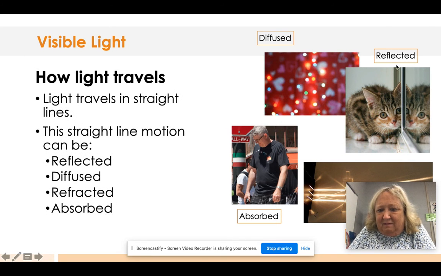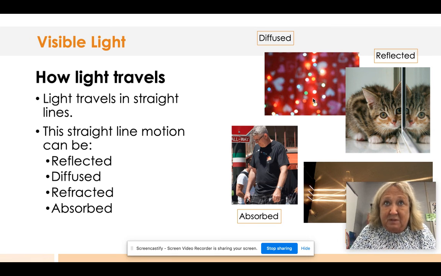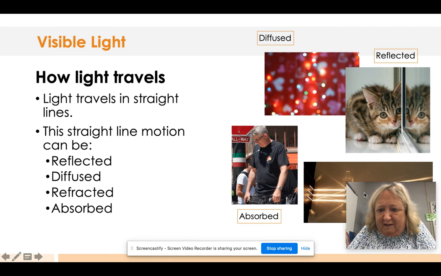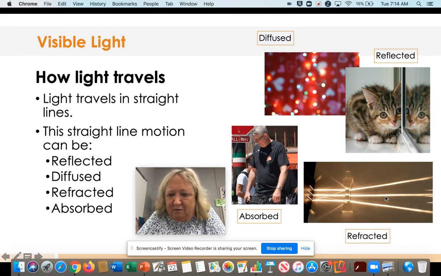Okay, cute little kitten up here. How light travels. Light always travels in a straight line, but it can be reflected like a mirror, diffused, so kind of spread apart, refracted, which is when it bends, or absorbed. Refracted would be like when you see a straw in a water glass and it looks like it's bent. That's what we're talking about with refracted.